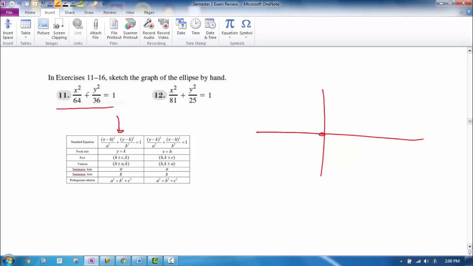Now a is 8, which is 1, 2, 3, 4, 5, 6, 7, 8. And then b is the semi-minor axis, which in this case is 6. 1, 2, 3, 4, 5, 6. So this would be the ellipse right here.